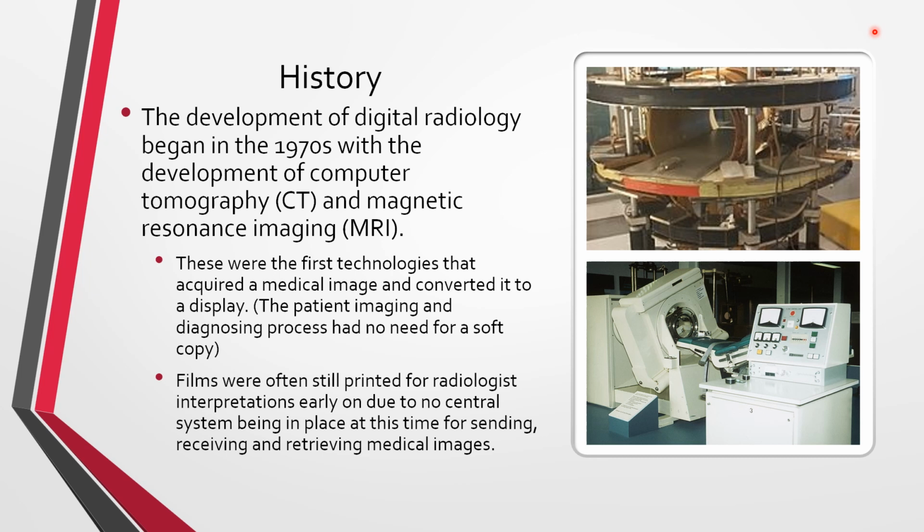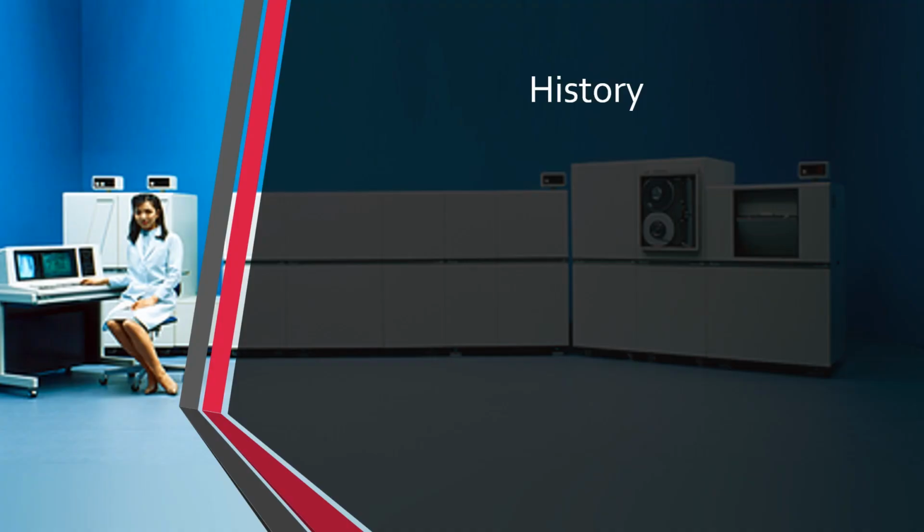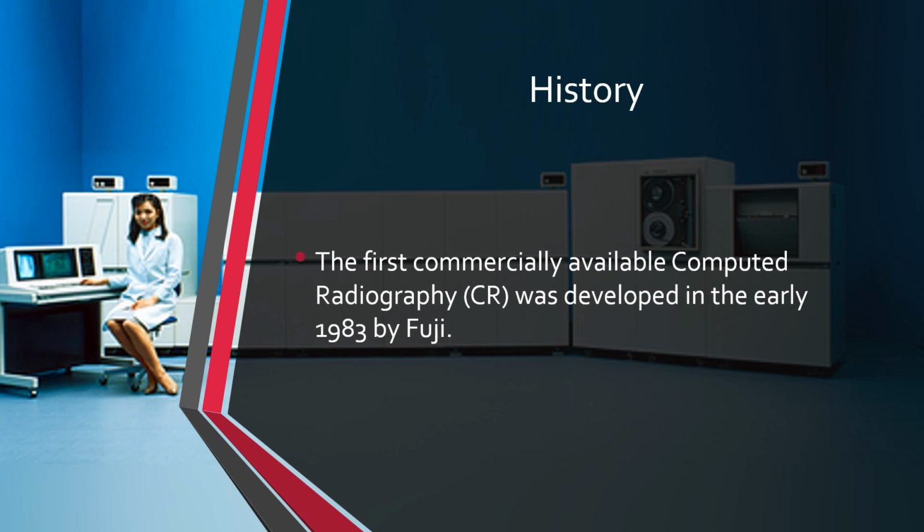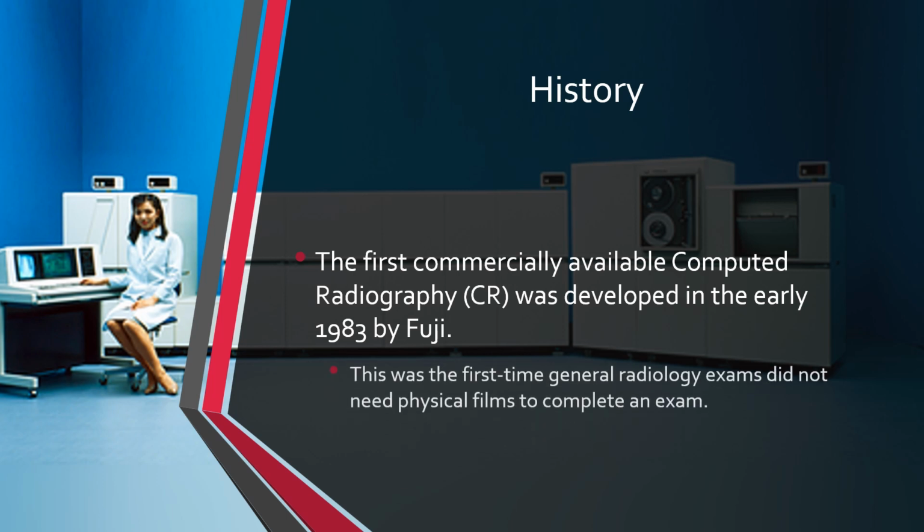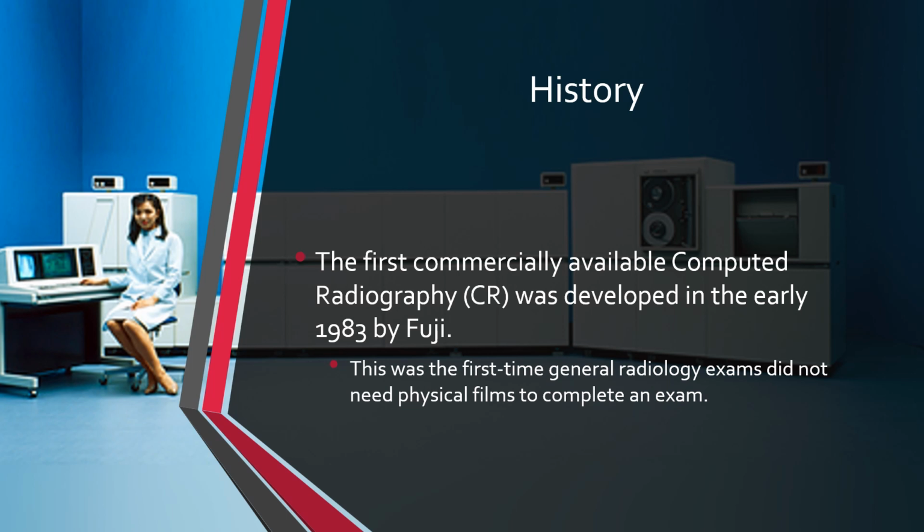Currently, we have a system in place that's known as PACS. We will cover that in later videos. The first commercially available computed radiography, which is CR, was developed in 1983 by Fuji, and this is a picture of it in the background. This is the processing unit, obviously not the tube and the other equipment. This was the first time general radiology exams did not need physical films to complete an exam.